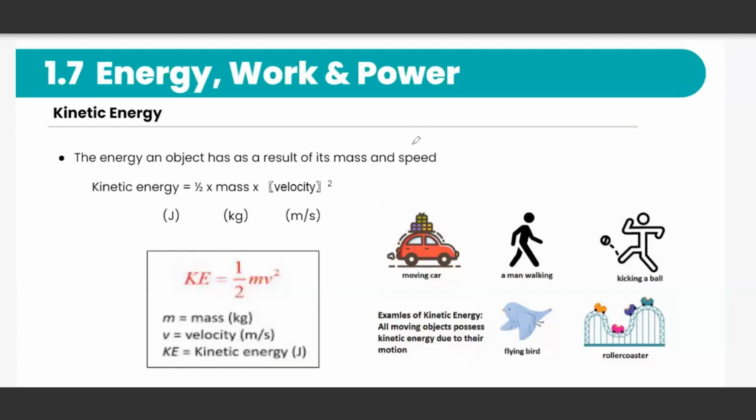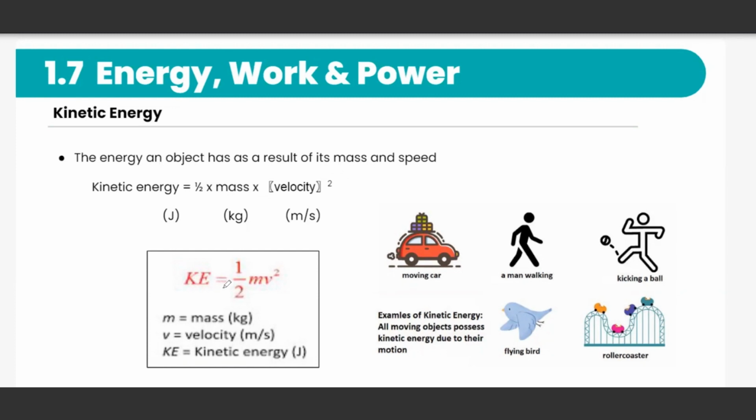Now let's look at a few types of energy. In this lesson, we will be mainly looking at mechanical energy types. In future lessons, we will learn about other types of energy in detail. First, we look at kinetic energy. Kinetic energy is the energy in an object as a result of mass and speed. So whenever an object is moving, it will have kinetic energy. Kinetic energy is given by the equation half times mass times velocity squared.